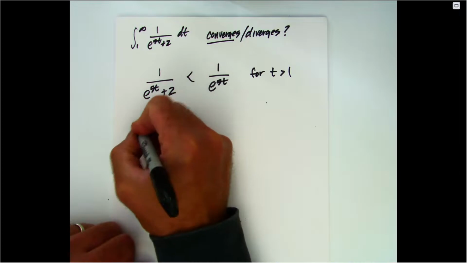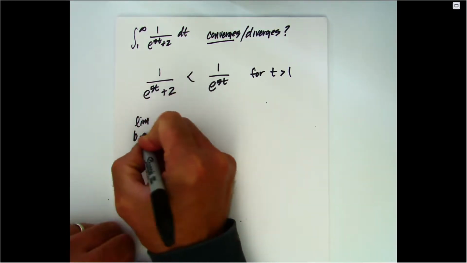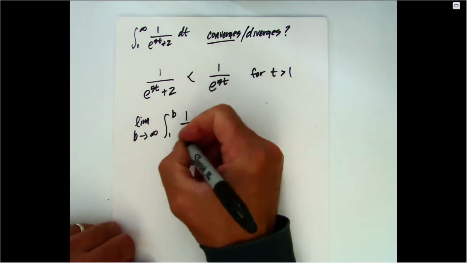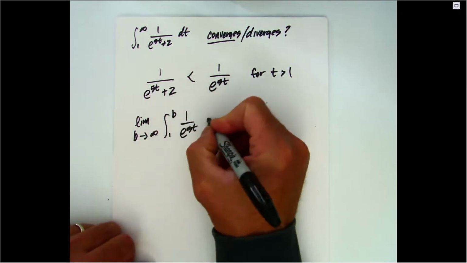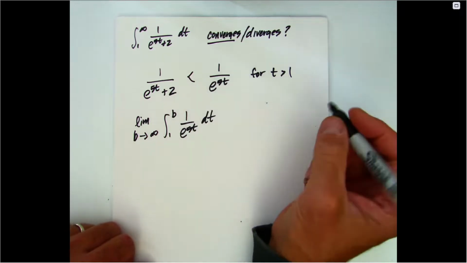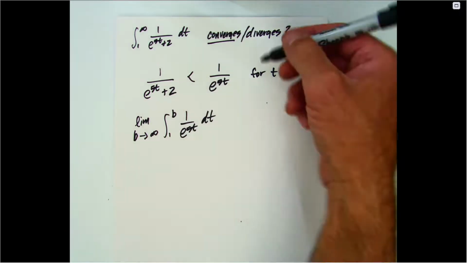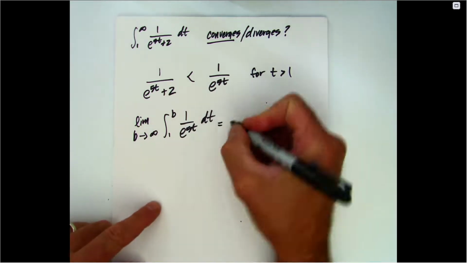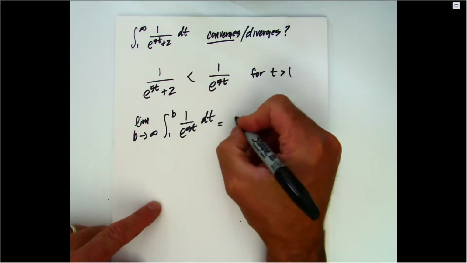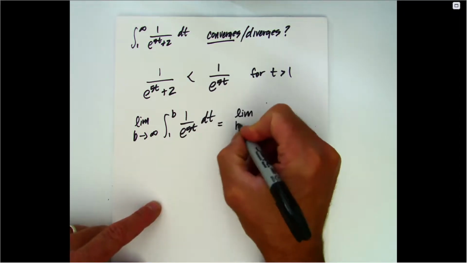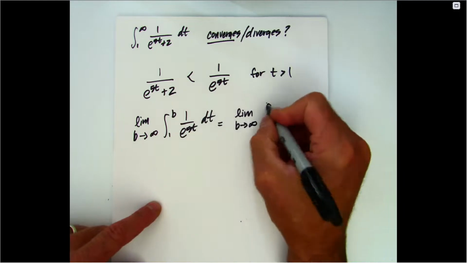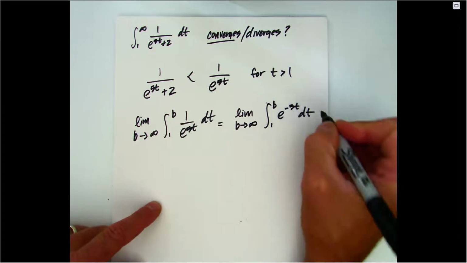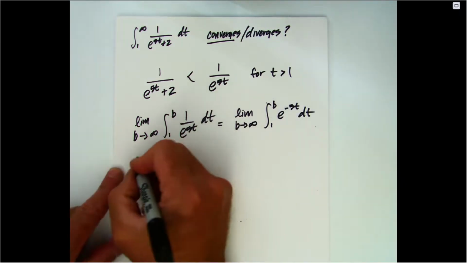Okay, so let's see, this is the limit as b goes to infinity of the integral from 1 to b of 1 over e to the 5t dt. Well, that works out all right, but the 1 over thing doesn't seem like it's going to help us much, so let's go ahead and write that as a negative 5t. So we'll call this the limit as b goes to infinity of the integral from 1 to b of e to the negative 5t dt.